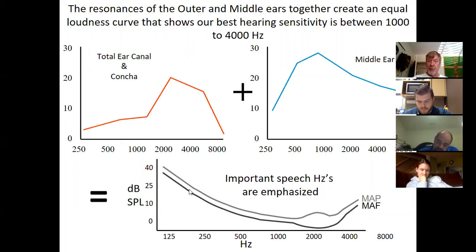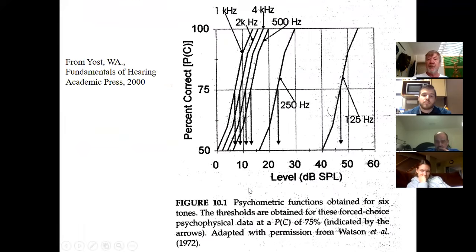And the difference is mostly seen for the lows, which explains why we have bass boost or loudness switches on our ghetto blasters. Okay? And it also explains that the ear is made for speech because the high frequency consonants are the softest sounds in speech. And the resonances of our ears favor hearing sensitivity for those higher frequencies. And that is seen in both MAF and MAP. So it's just taking that story home. It's important to realize it.